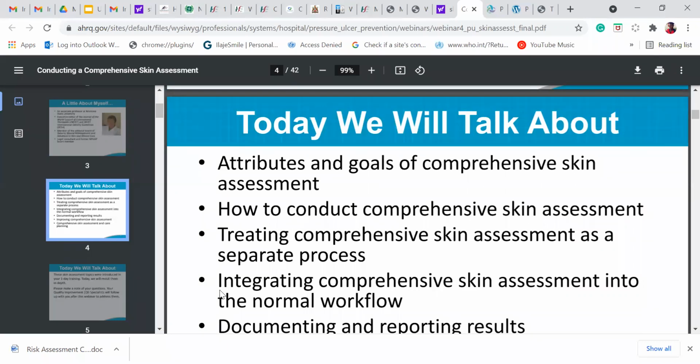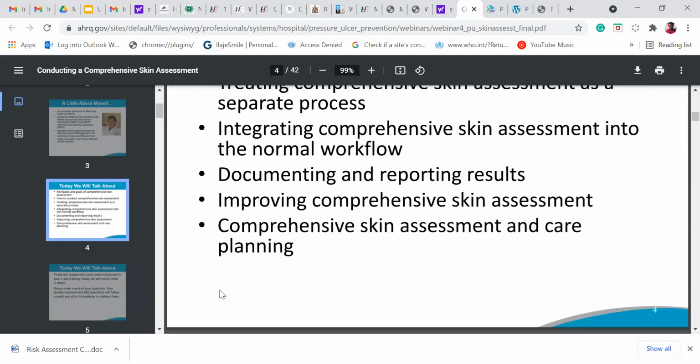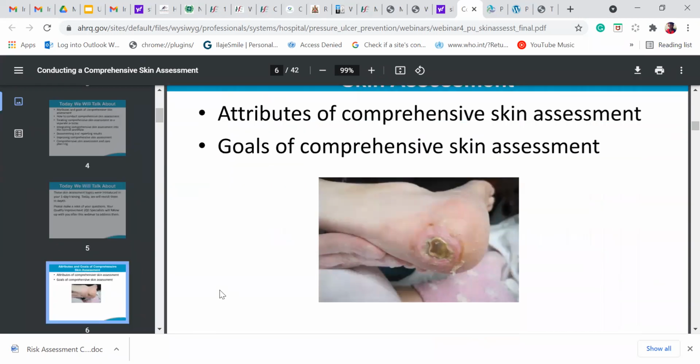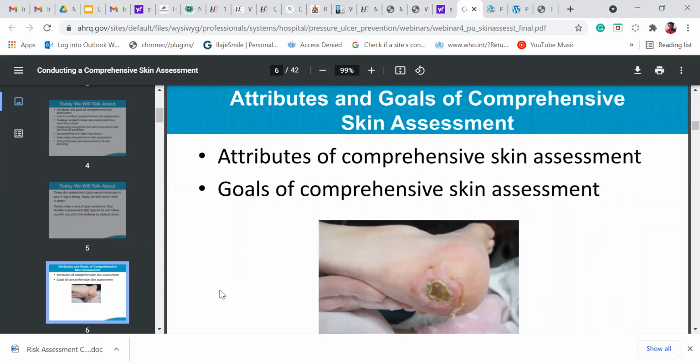This particular slide is talking about the goals of comprehensive skin assessment, how to conduct comprehensive skin assessment, treating comprehensive skin assessment as a separate process, and of course, talking about the documentation. Take a look at the picture there. What kind of wound is this? The location, just look at it. So talking about skin assessment is important.